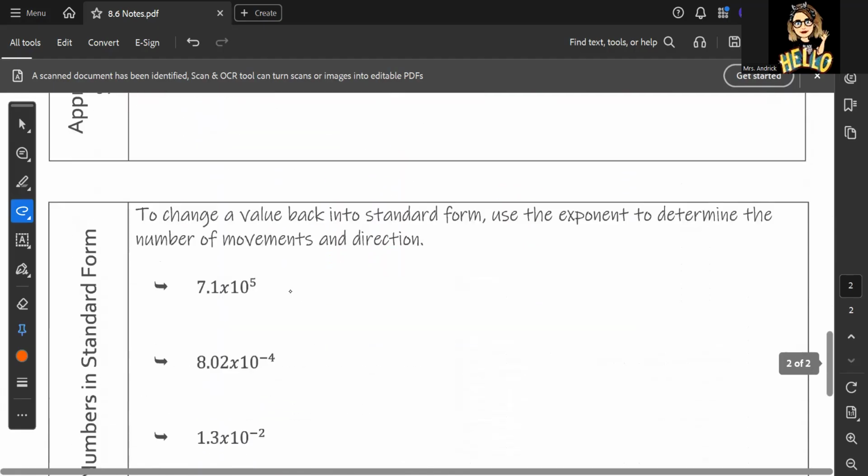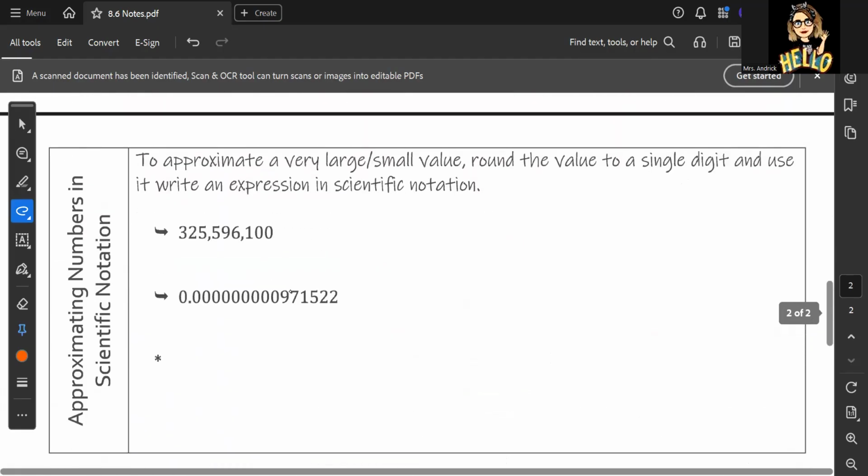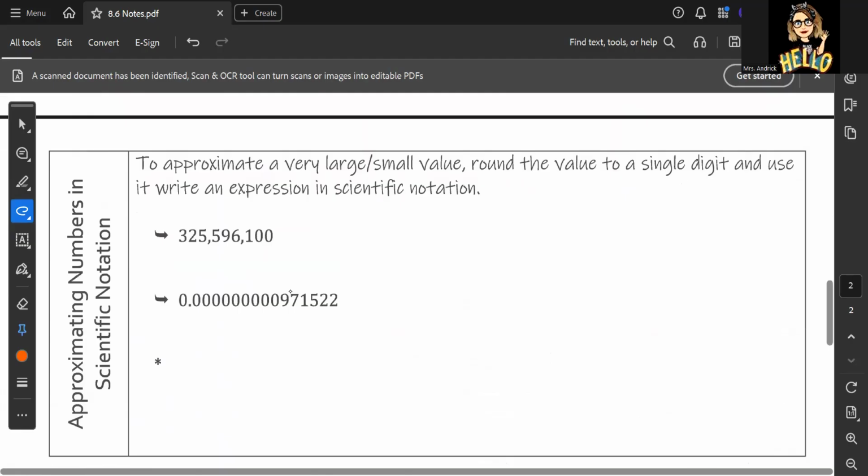All right, now we're still talking about scientific notation, sorry. Sometimes we can approximate, so that means round to a single digit. So I'm just going to look at these two numbers because I want to round it to one number. What would I round 32 to? Would I round it up to 40 or would I round it down to 30? Well, I would round this down, so it's going to be 3 times 10.